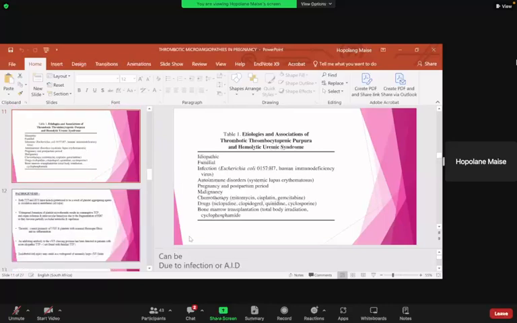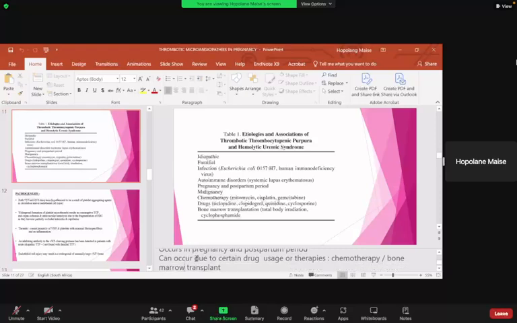With regards to the etiologies and the association to TTP and HUS, it can be idiopathic, familial, or due to an infection or autoimmune disorders. It could be found in the pregnancy and postpartum period, could be due to a malignancy, and can occur due to certain drugs or therapy such as chemotherapy or bone marrow transplantation.